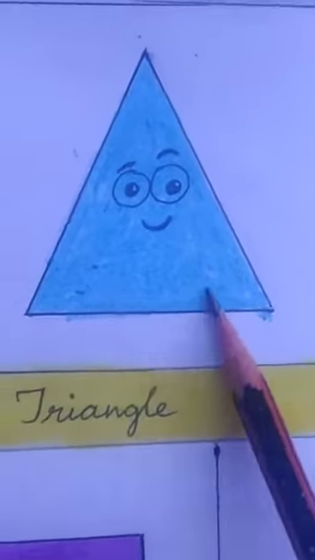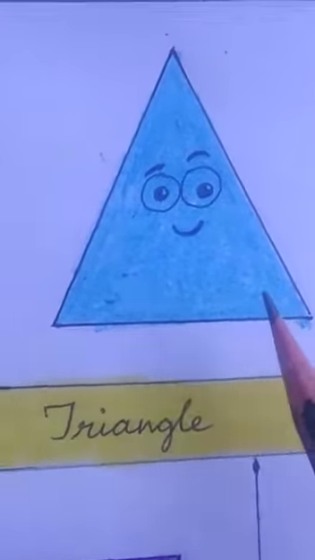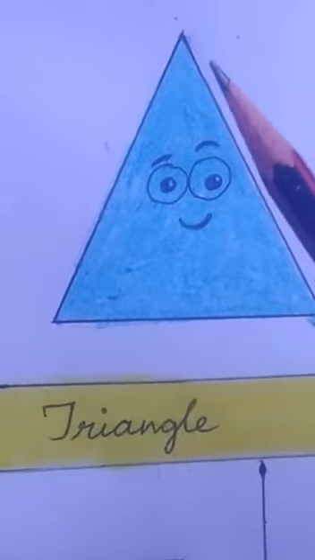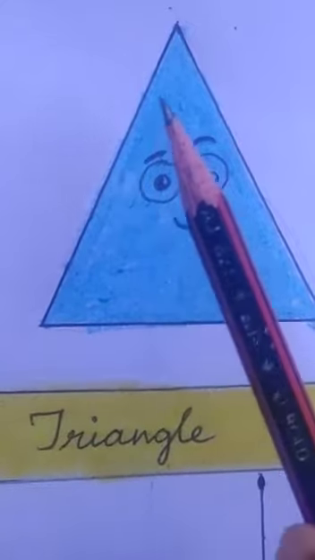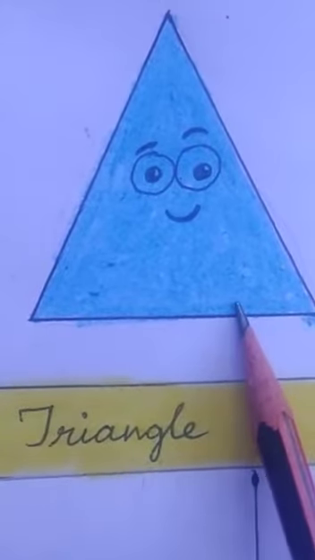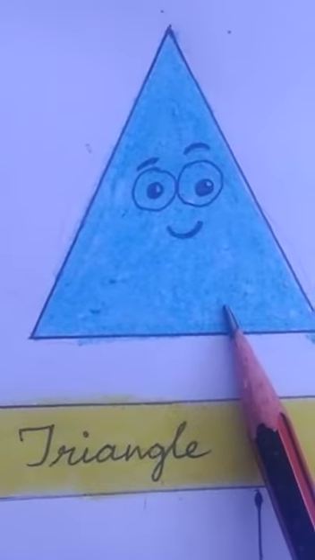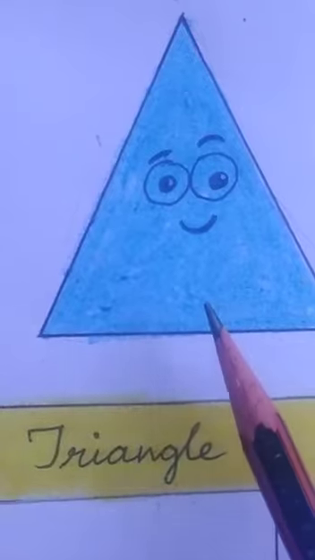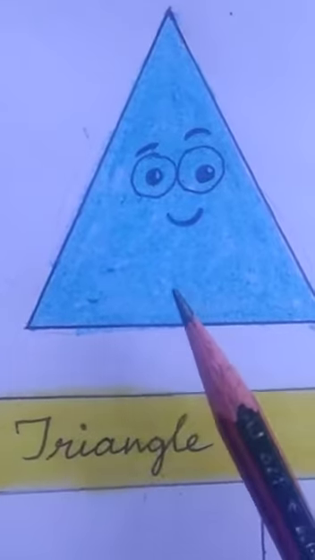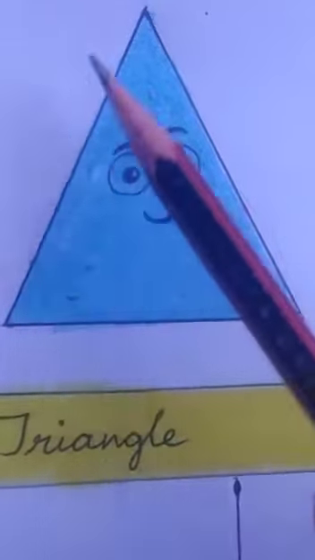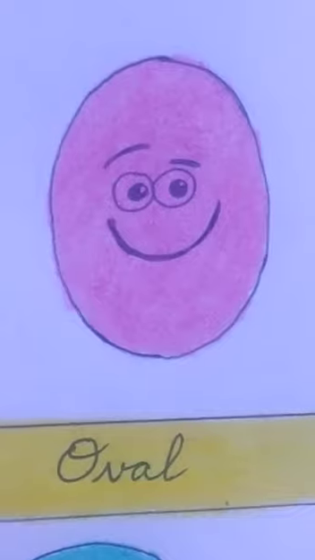Then the next shape is triangle. It has three sides, 1, 2, and 3. It has three sides. For example, a slice of pizza, hanger, road signs are triangle in shape.